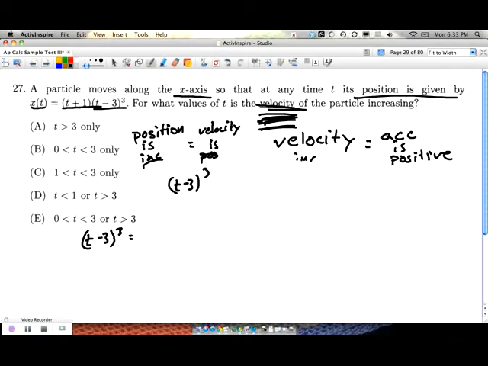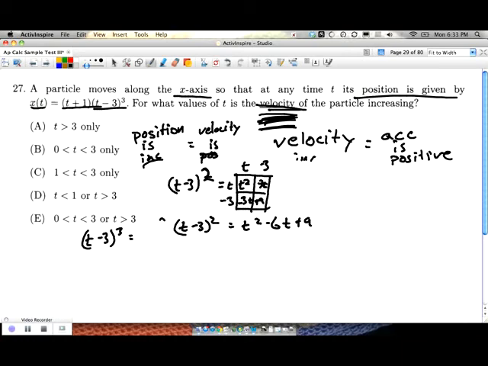Well, it's just a simple FOIL thing, but if I needed to do the box multiplication, I'm really looking at t minus 3, t minus 3. I'll have t squared minus 3t minus 3t plus 9. So t minus 3 squared is equal to t squared minus 6t plus 9. I need to multiply that by another t minus 3.